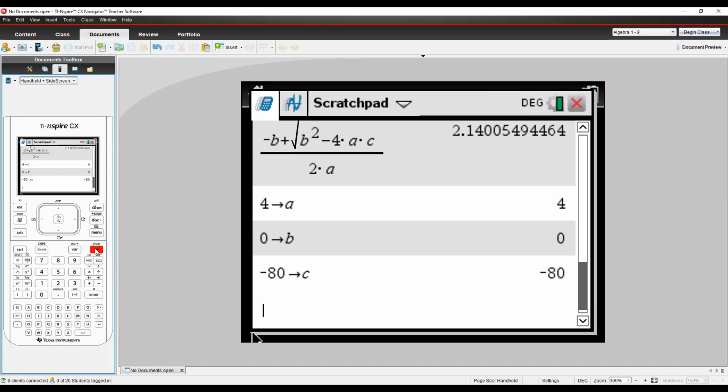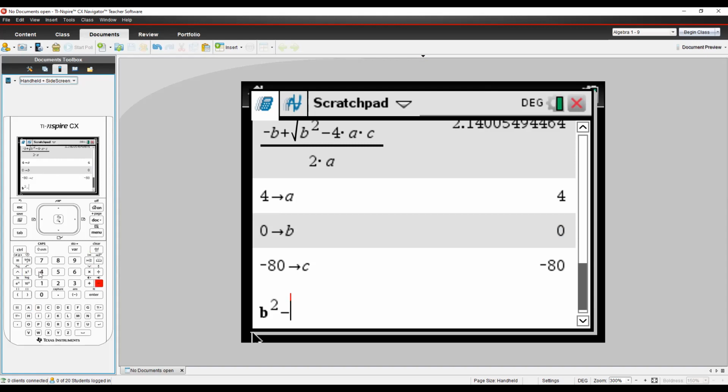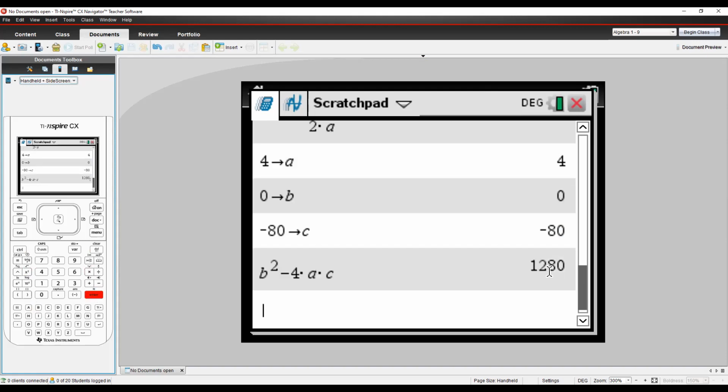I hate when I'm thinking I'm doing something I'm not. So let's do it again. So it's going to be b squared minus 4 times a times c. Press enter. Now, that's what goes on. That's the number that would be inside the square root.